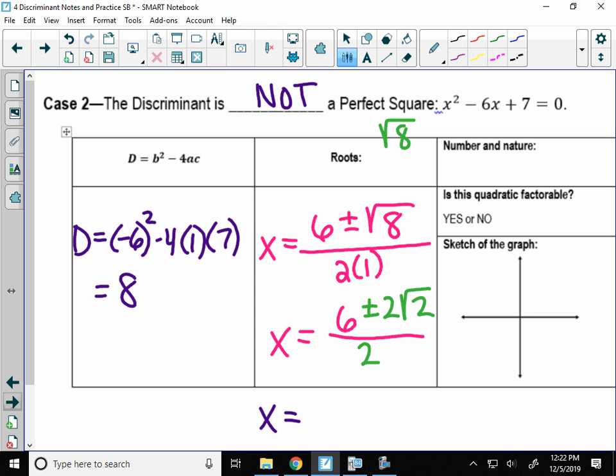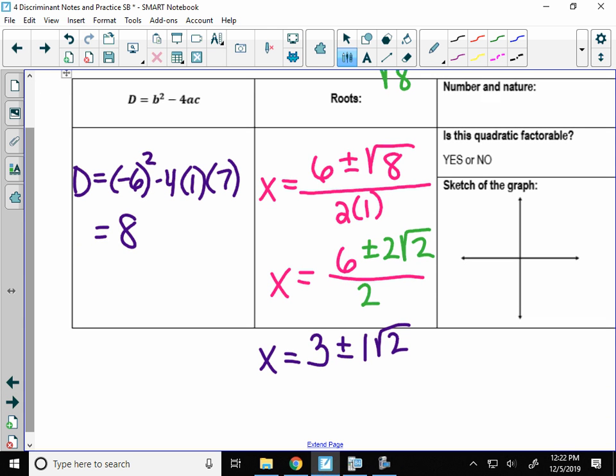But what's 6 divided by 2? 3 plus or minus radical 2. I could put a 1 there if I wanted, or I can just write it as 3 plus or minus radical 2. But I'll put the 1 so you see that I divided. 2 divided by 2 is 1. Well, how many roots is that? It is technically 2. And if you forgot, remember it's 3 minus radical 2 and 3 plus radical 2. It's just written condensed. So that's 2 roots.